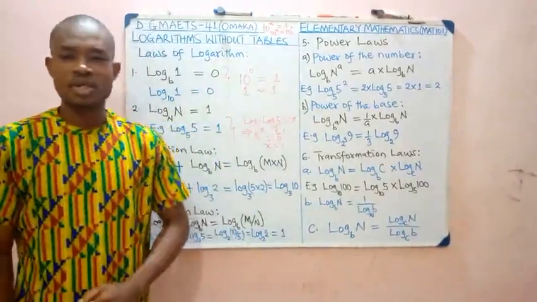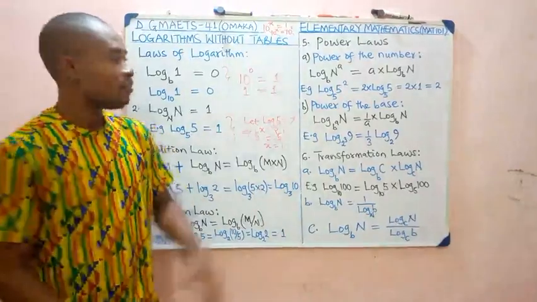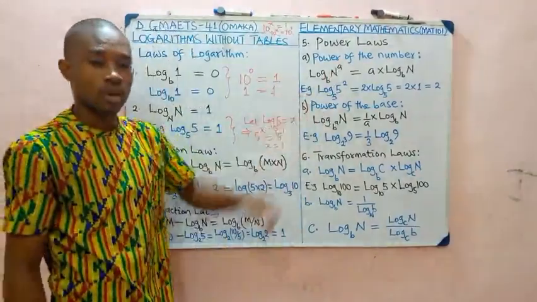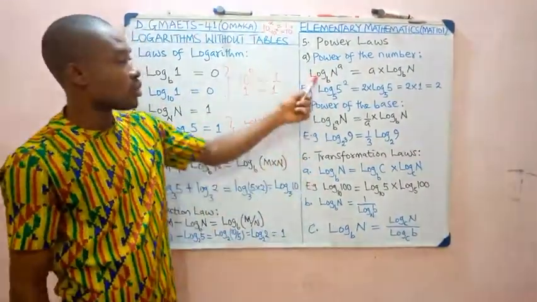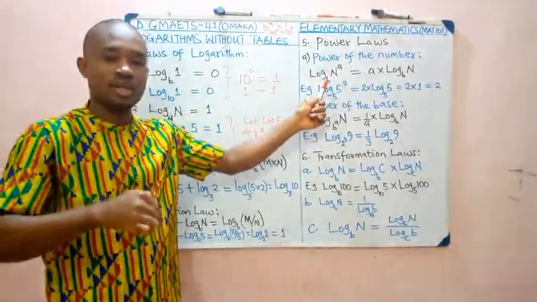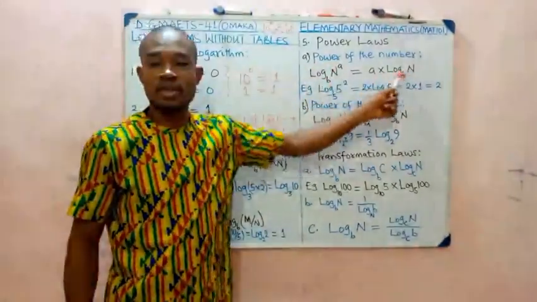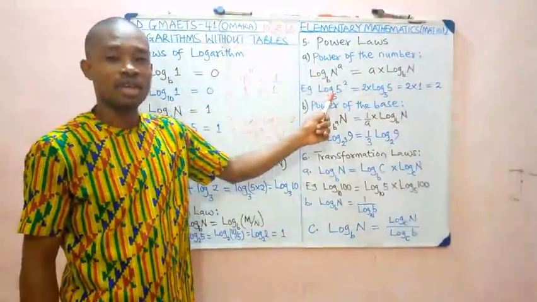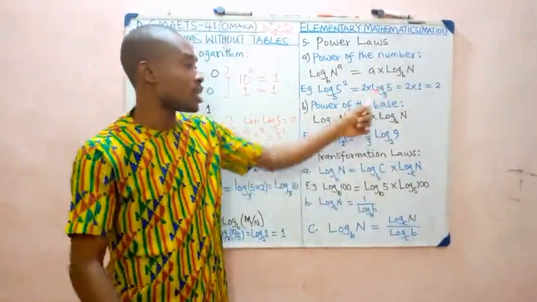Now moving on, the next law is power law. Power law of logarithm. Alright, what did the law state? If you have log of a number to a given base, and that number is bearing the power, there are actually two of the log there. One is power of the number, the other is power of the base. So considering power of the number, log of the number n to the power a, base b, is equal to, we use the a to multiply the log of that number to the given base. You can see that. So look at an example there, log 5 raised to the power 2 base 5 is equal to 2 times log 5 base 5. And log 5 base 5 will give you 1. 1 times 2 is equal to 2.